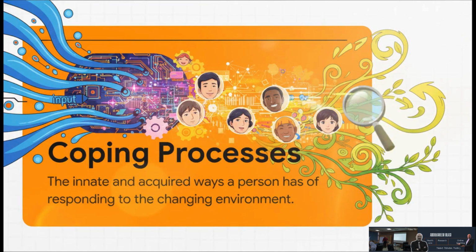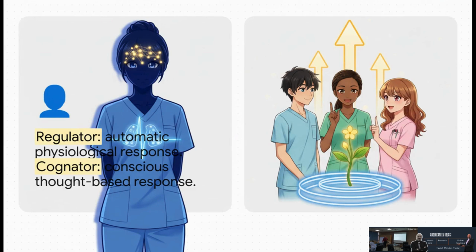All right, so that was concept number 1. Concept number 2 is coping processes. So if stimuli are all the data coming in, coping processes are the patient's internal software for dealing with all that data. It's how they manage it all. Now, for an individual patient, the model splits this into 2 things. The regulator is the automatic stuff, your body releasing stress hormones without you even thinking about it. The cognator is the thinking part. Problem solving, emotions, all of that. The model also looks at groups, but for bedside care, that regulator and cognator distinction is really key.